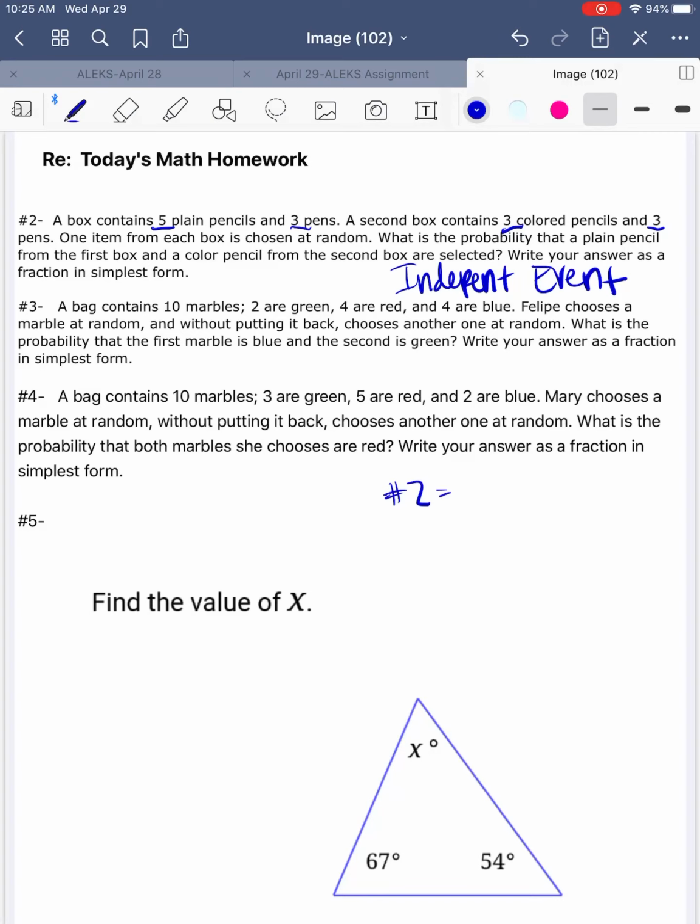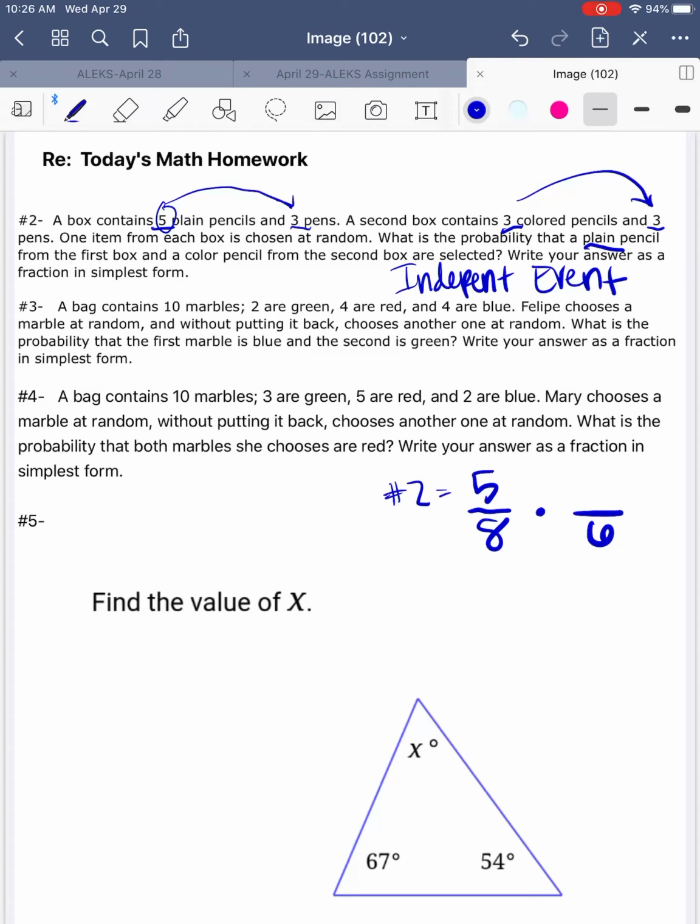So first of all, we need to find out how many items are in each box. In the first box, there's 5 and 3, so that means there are 8 items in the first box. And in the second box, there are 3 and 3, so there's 6 items in there. Now it says, what is the probability that a plain pencil from the first box? There are 5 plain pencils, so we want to put 5, so the probability of pulling a plain pencil from the first box is 5/8.